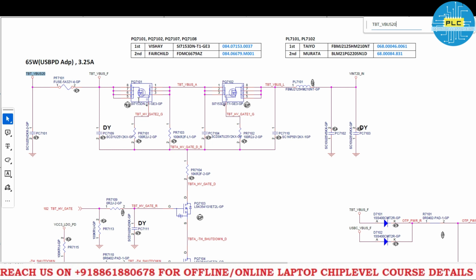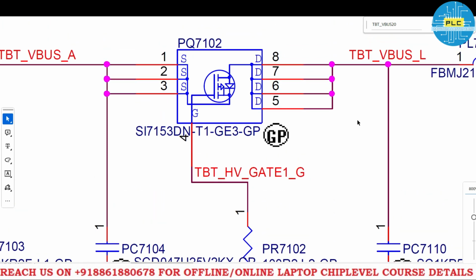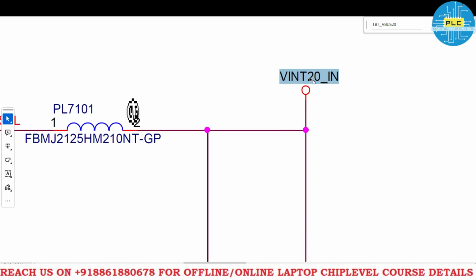After that, it's a P channel. Two MOSFETs are there. So after crossing these MOSFETs, the output will be VIN T20_IN. Okay, the final output will be this one, VIN T20_IN. So where it has gone, that we will check.